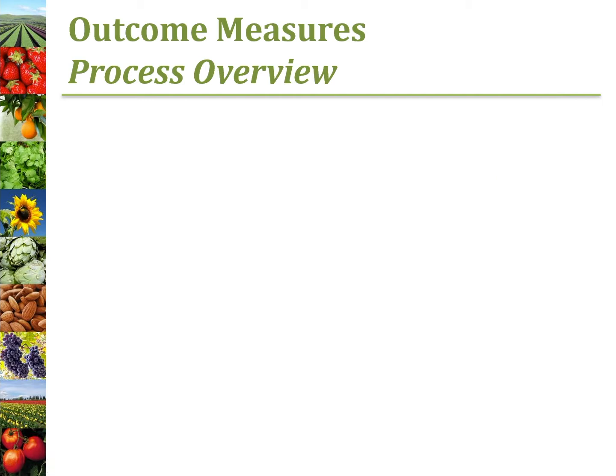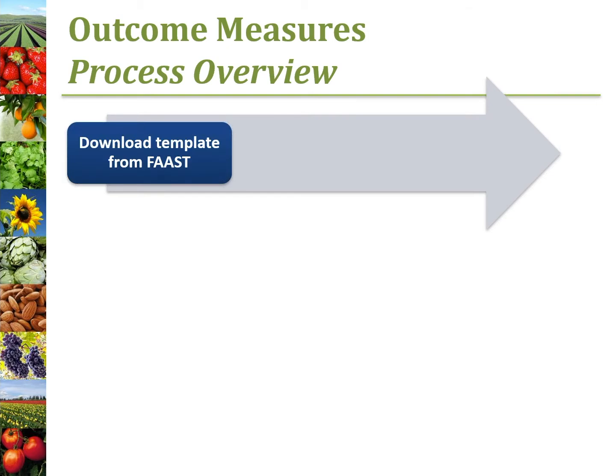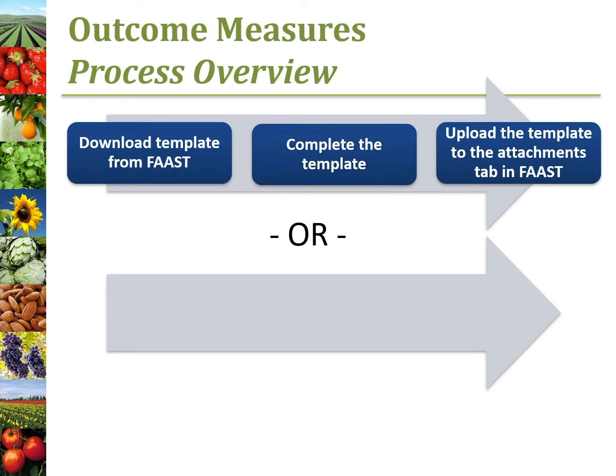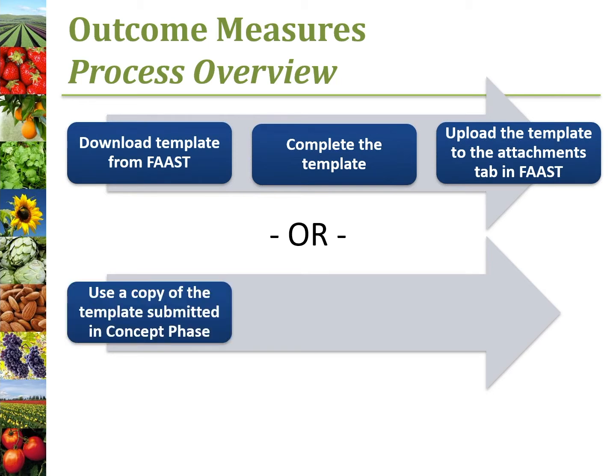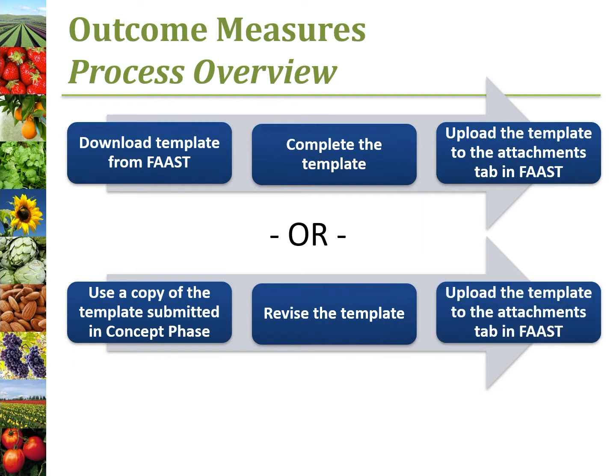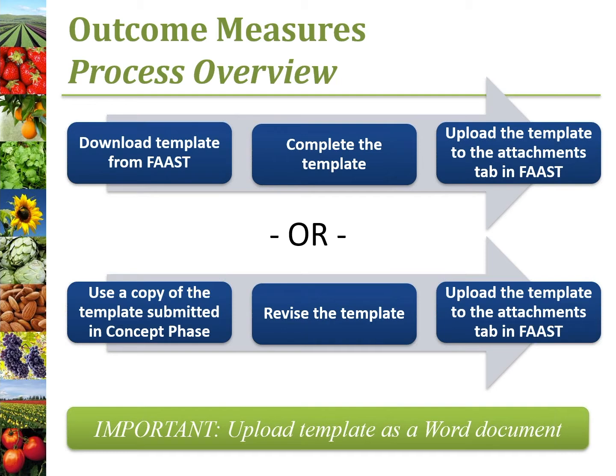Okay, so completing the outcome measures template for the grant proposal phase will work just as it did for the concept proposal phase. Download the template from the FAST website to your computer, complete the template, and upload the finished document to the Attachments tab in FAST. Alternatively, you may use the copy of the template submitted with the concept proposal and make revisions to the template as needed. However, keep in mind that you must upload the template in the Attachments tab for the grant proposal phase. And as before, the template must be uploaded as a Word document.